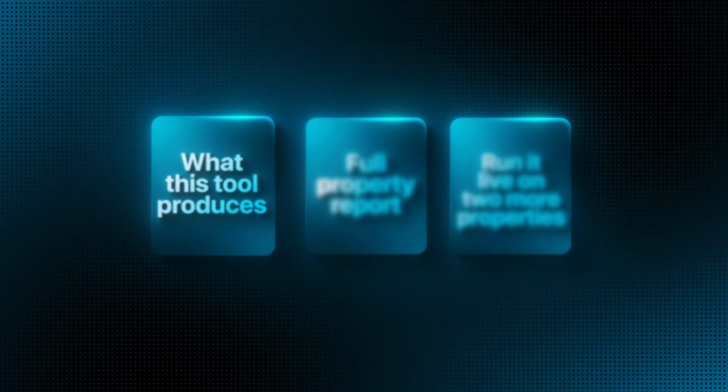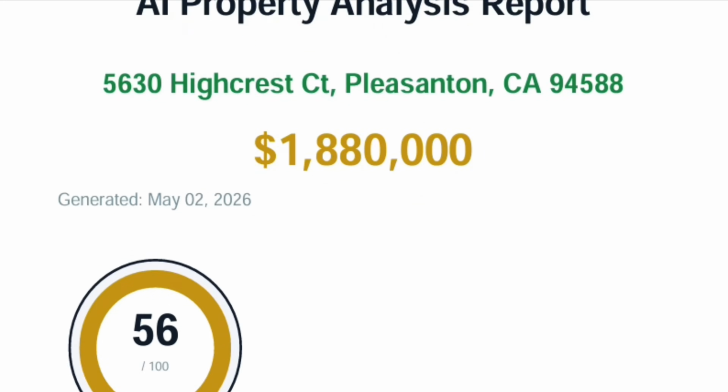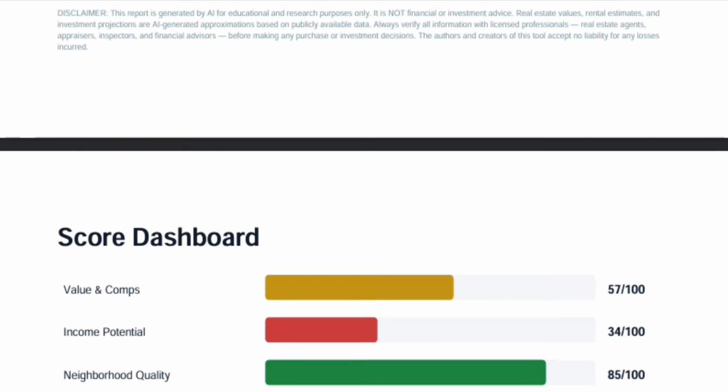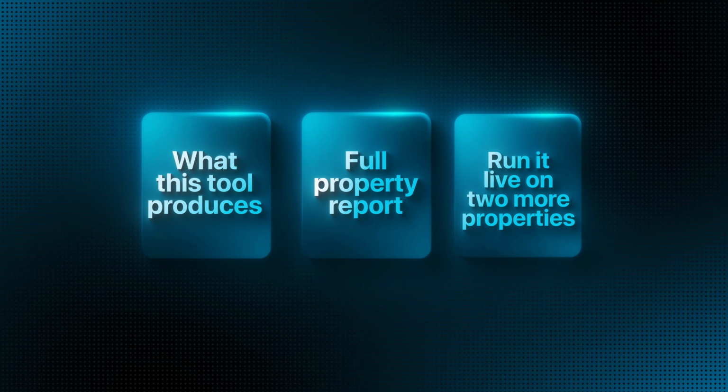So in this video, I'm going to break this down in 3 parts. First, I'm going to show you what this tool produces. I'll walk you through a full property report it generated on a real listing. Then I'm going to run it live on 2 more properties so you can see the results in real time. And then I'm going to show you step by step how to install this so you can run it on any address you want. Even if you've never used Claude Code before or have zero technical background, you can do this. All you're doing is just typing one command and following me along.